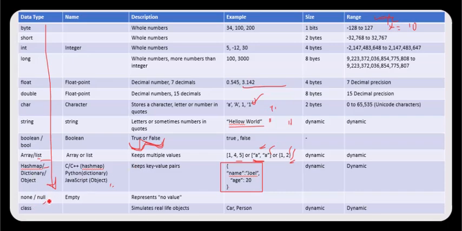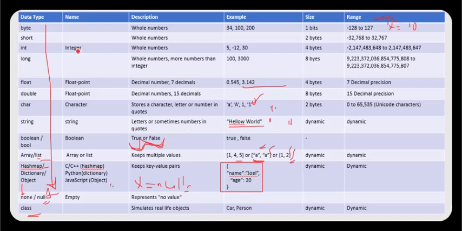And then we also have this one called null or none. This one just means empty. You're going to find it in Python. In Python it's going to be called None. In JavaScript it's going to be called null, and in C++ it's going to be called null as well. So this one just represents no value. If you initialize a variable and say x is equal to, let's say, null, it means x has no value yet. Okay. Then we have a class. A class just simulates real life objects.